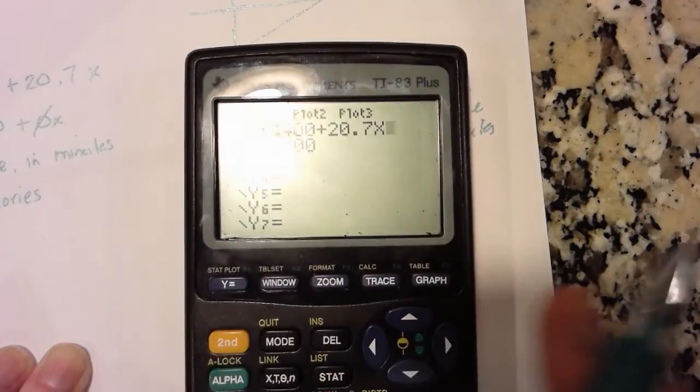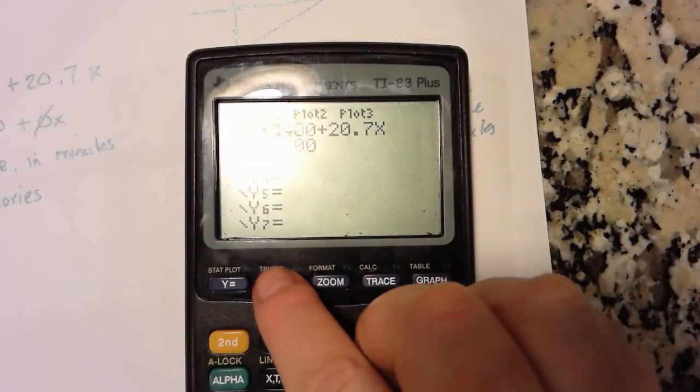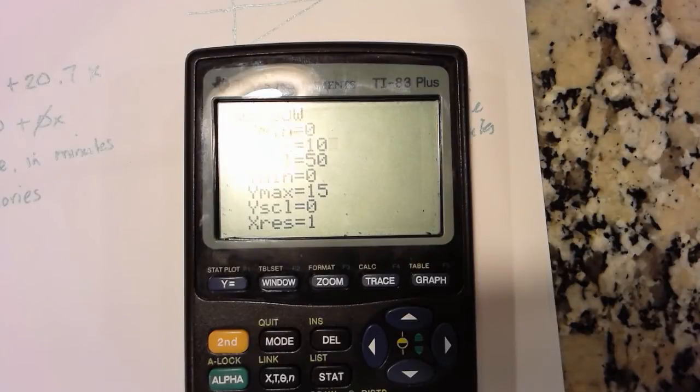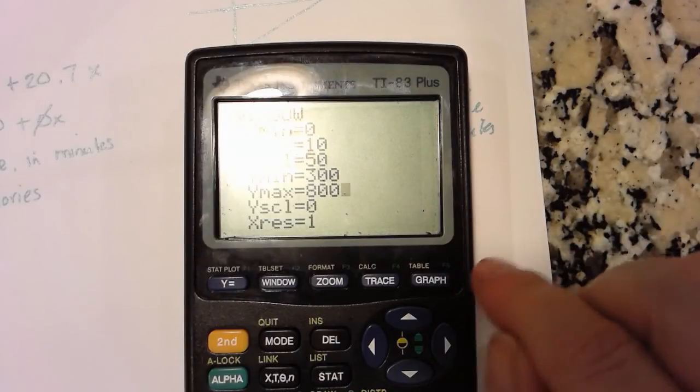So let's set our window so that we get a graph that we like. Let's make our x minimum 0, and we'll make our x max about 10 minutes. We'll make our y minimum about 300, it doesn't have to be 0 because he's already starting at 400. And we'll make our y max about 800. This is a little bit of an art form. You can do this different ways, but let's see how this works, and we'll draw our graph.